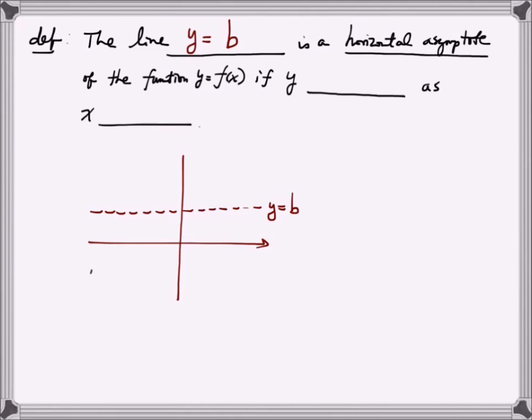So imagine a function could do something like this: in the beginning, cross over, but eventually settle down and just stay close to it. If that's the case, then we say that as x approaches infinity, the y values stay close to this horizontal line b. Of course, this picture is kind of an extreme case.